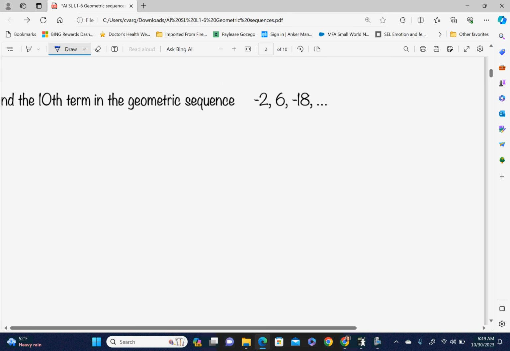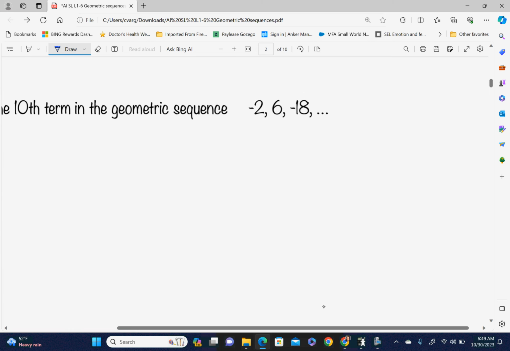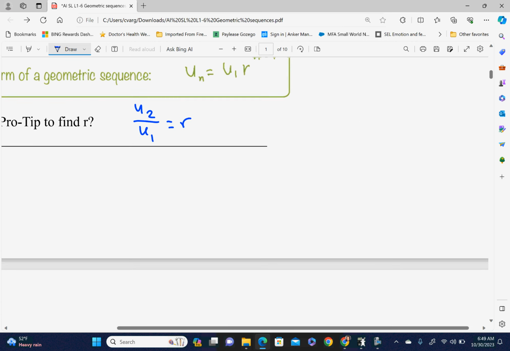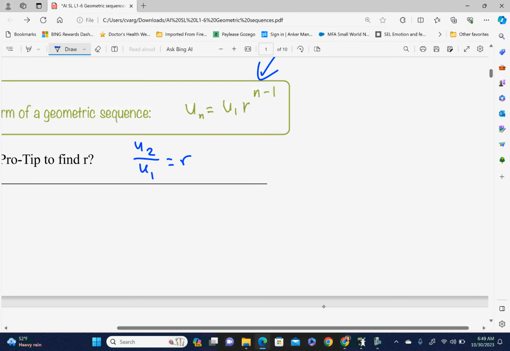That works when it's a little bit harder. So why don't we go ahead and do that for this one right here. We're looking for the 10th term. So to find our R, you do U2 divided by U1. So U2 is 6 divided by U1 is -2, and 6 divided by -2 is -3. So there is our common ratio. Our U1 is right here, so U1 is equal to -2, and then we take this and we plug this into the formula that we're given, which is right up here, just to make sure that you know, right?